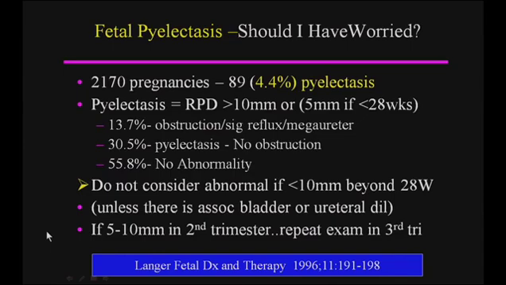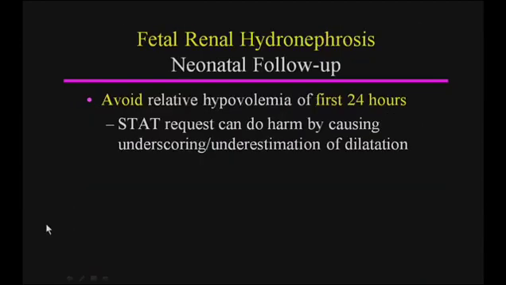And it's been shown in multiple studies that you may be dilated before delivery and then in neonatal life not be dilated, but you could also, as a fetus, not have dilatation and then have dilatation as a neonate. The general rule is do not consider abnormality if dilation is less than 10 millimeters beyond 28 weeks gestational age, particularly if there's no associated bladder or ureteral dilation. And if 5 to 10 millimeters of dilation is seen in the second trimester, they stated that they would repeat the exam in the third trimester.